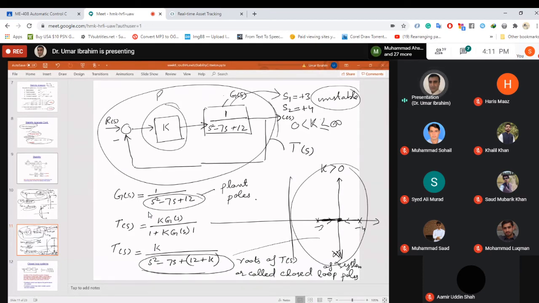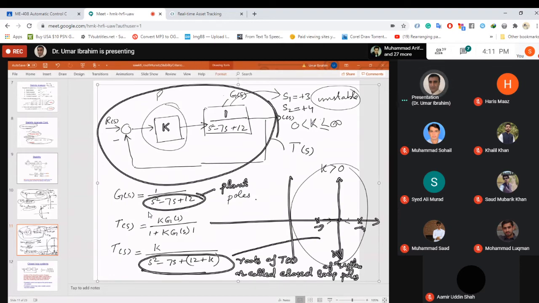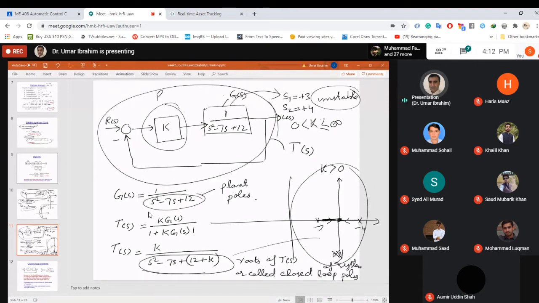Now, looking at the root locus, it shows you the path of the closed loop control system. Path of the whole closed loop control. सिर्फ G(s) की हम बात नहीं कर रहे, पूरे system की बात कर रहे हैं. So, root locus shows you the path of the closed loop control system poles as we increase the value of K.